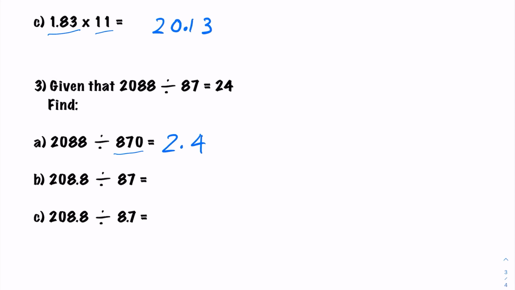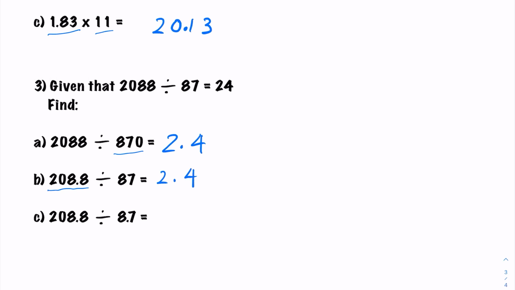Next up, 208.8 divided by 87. So what's changed here is this first number is 10 times smaller, so the number we're starting with is 10 times smaller. And again, what all that's going to do is make the overall result 10 times smaller, since the 87 is still the same. So you're going to just have 2.4. The overall result is 10 times smaller.